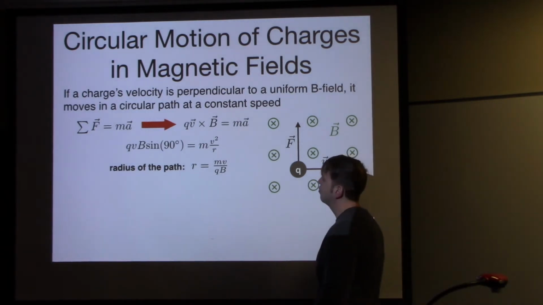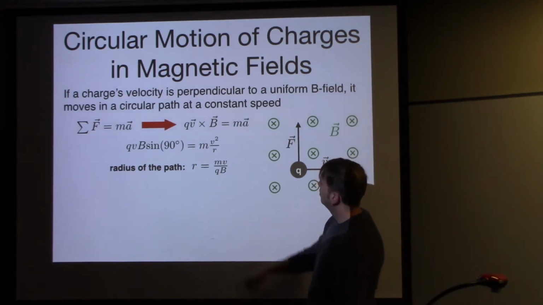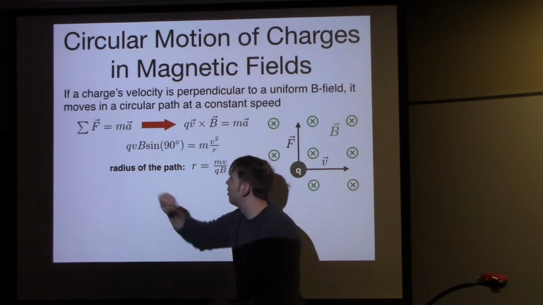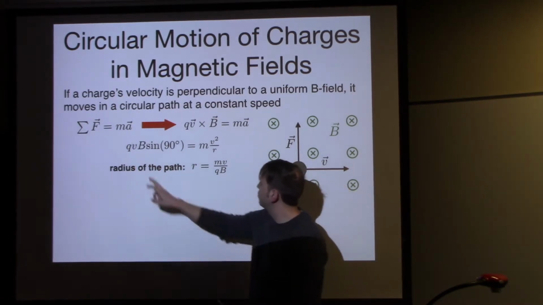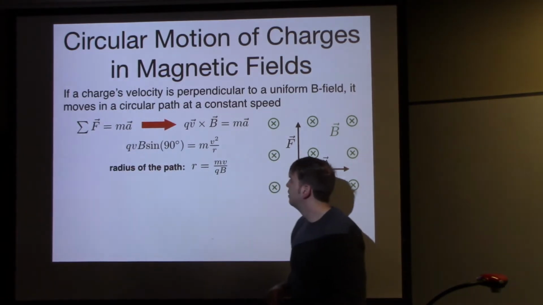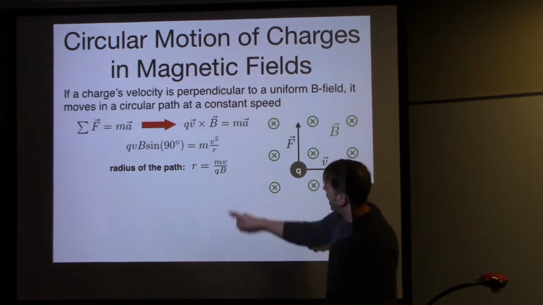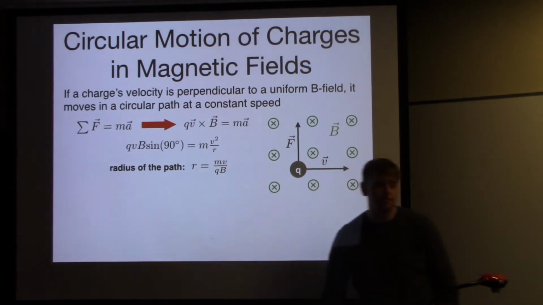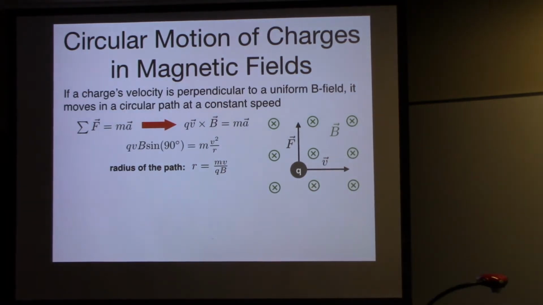If we solve for the radius, let's multiply on both sides by r, and then divide on both sides by qvb. That's going to give me r = mv divided by qB. So that's an expression for the radius of the path of a charge moving in a circular path in a magnetic field. That's the radius of that circle.